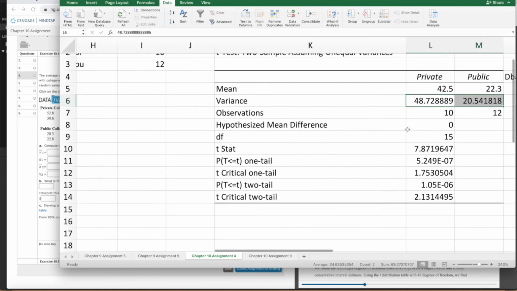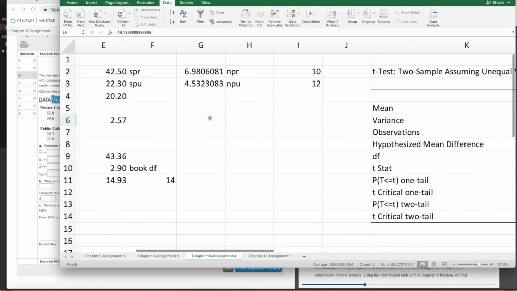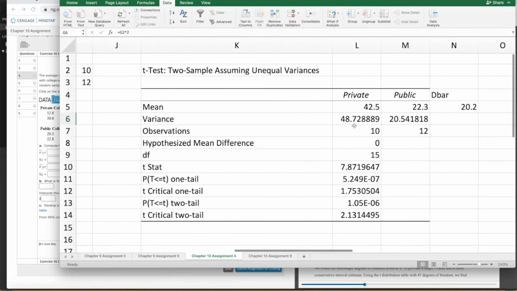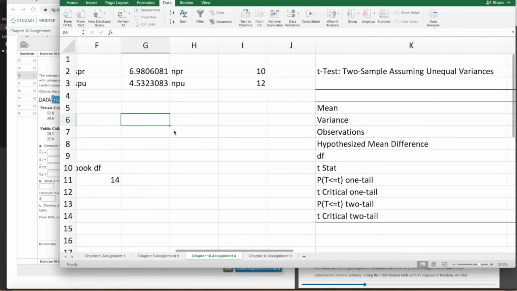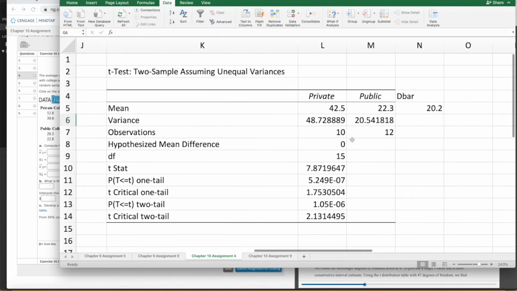These are the variances. So notice these are the standard deviations. If I did this equals this squared, 48.728889, 48.728889. So those are the same number. So those are the variances. So you could go back and forth between.